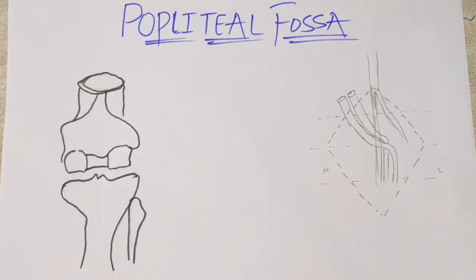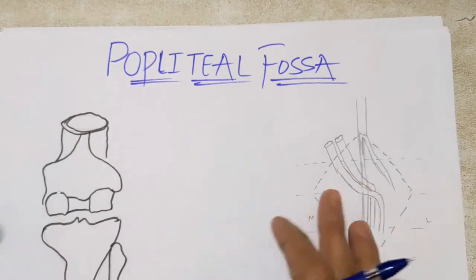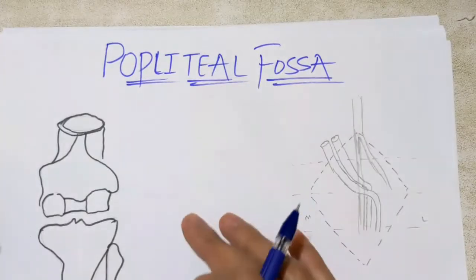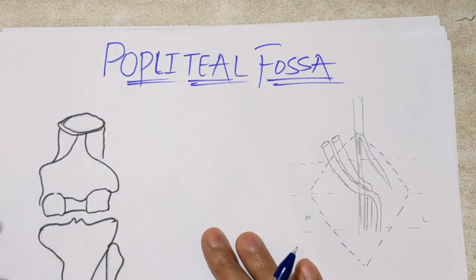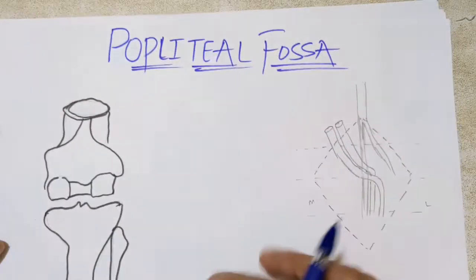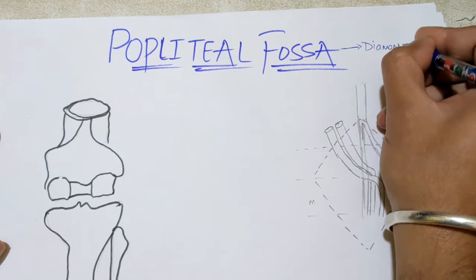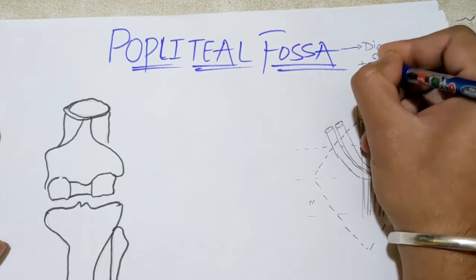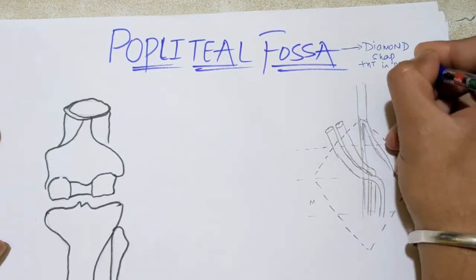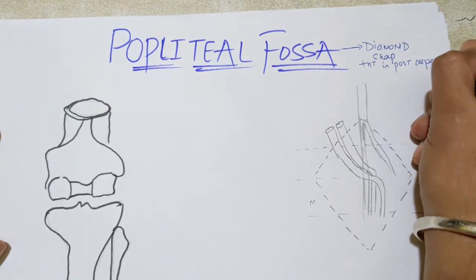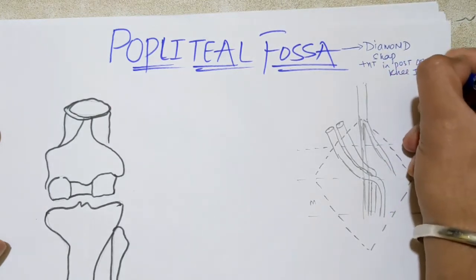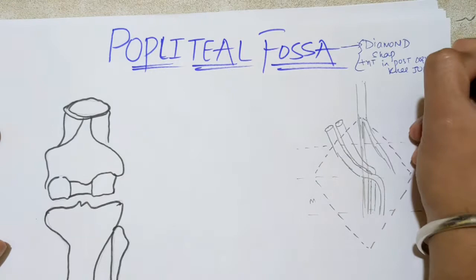So this popliteal fossa is a diamond shaped structure present in the posterior aspect of your knee joint. At the posterior part of the knee joint, you can see a diamond shaped depression. I'm writing it here: diamond shape present in the posterior aspect of the knee joint. This is a simple definition for the popliteal fossa.